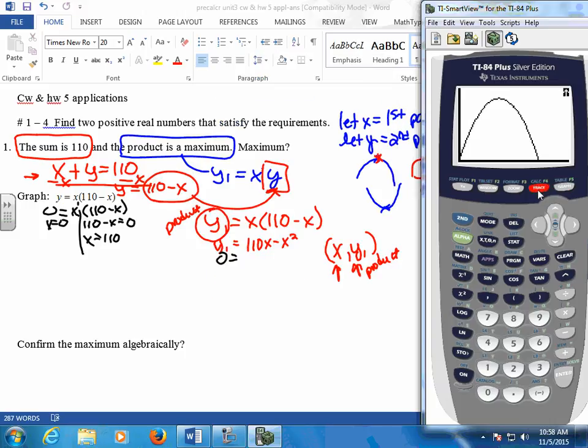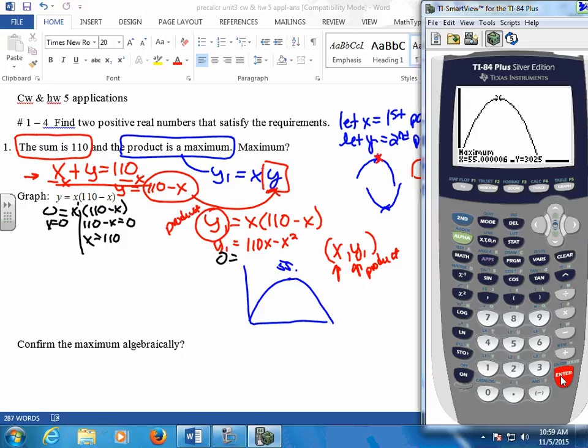Second, calc, maximum, go to the left of it, go to the right of it. I want to find my maximum. Let your calculator find it. And guess. There's my maximum. And ignore the 0.006. Your calculator does weird things with these sometimes. So 55, 3,025. So what'd you get?